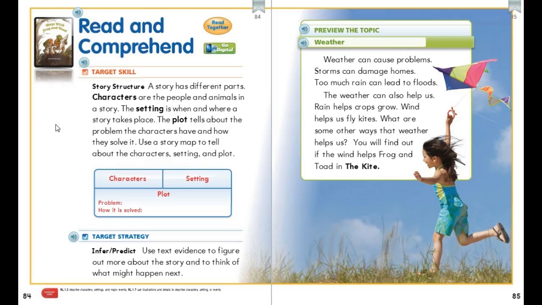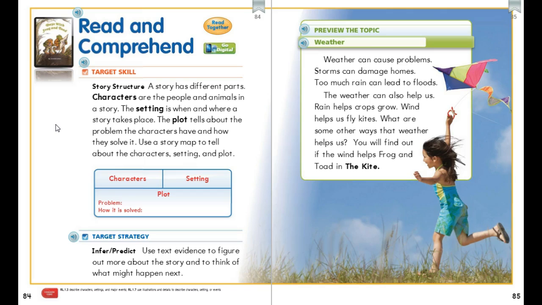Turn in your student books to page 84. We're going to look at our target skill and strategy and preview the topic before we dig into our anchor text, which is Days with Frog and Toad. So let's look at target skill.